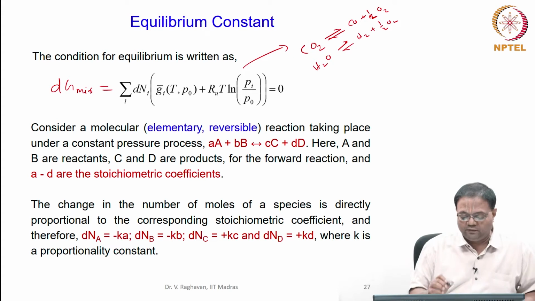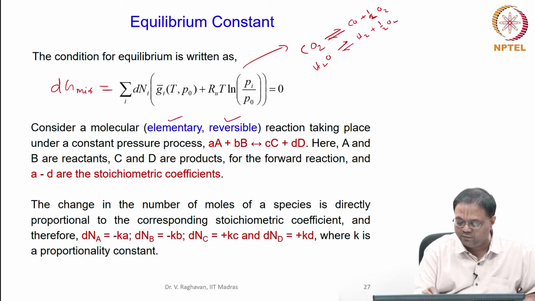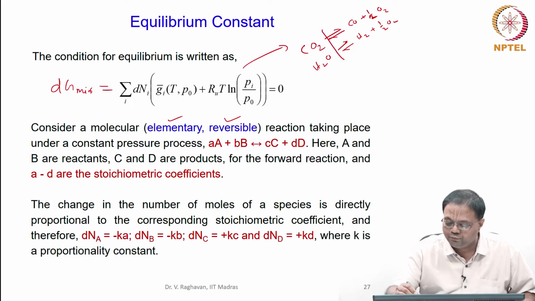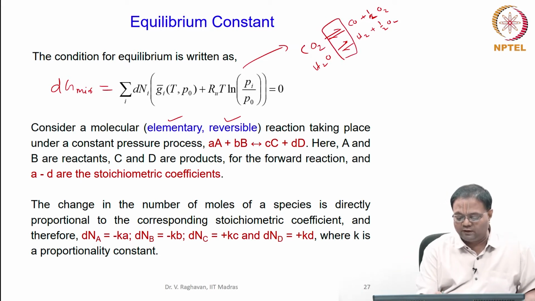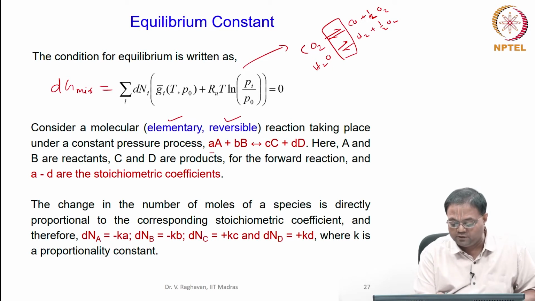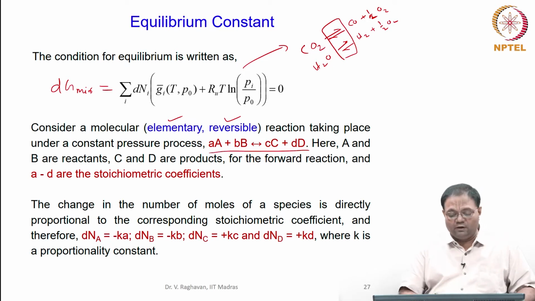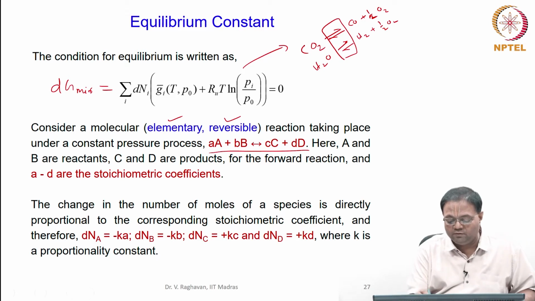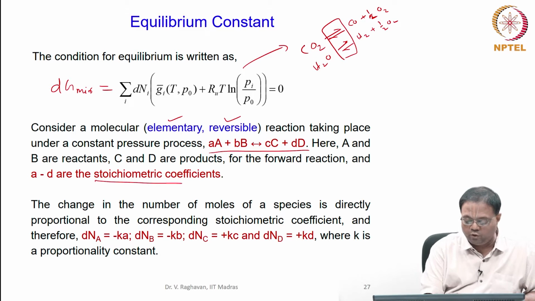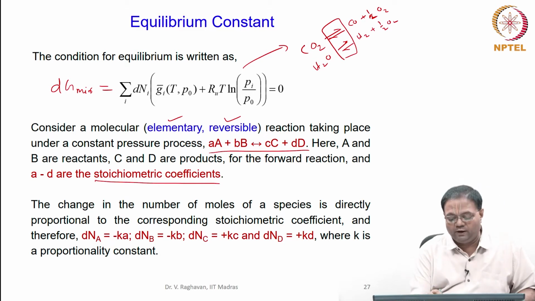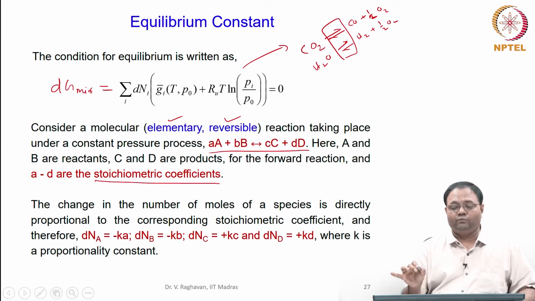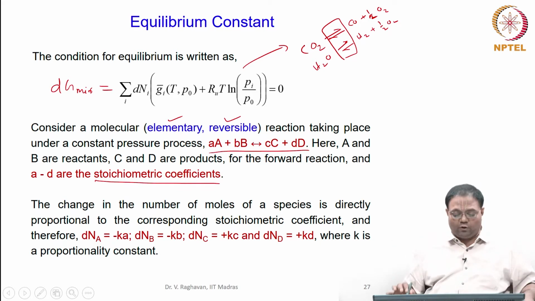Now let us consider elementary reactions which are reversible in nature. Let us consider an arbitrary elementary reaction written like this. Capital A, B, C, D represent the species, and small a, b, c, d represent the stoichiometric coefficients. So small a times capital A plus small b times capital B reversibly giving small c times capital C plus small d times capital D. That is the general equation we are trying to consider here.